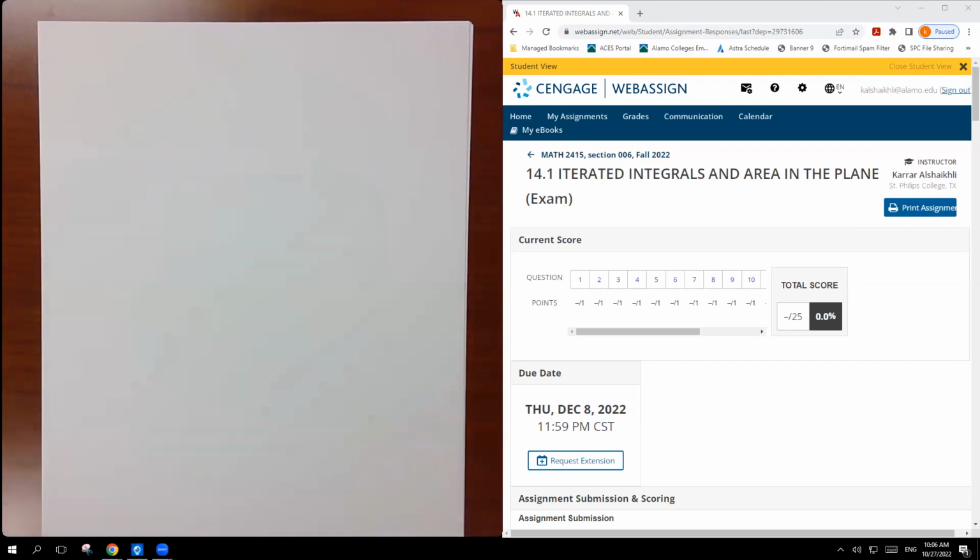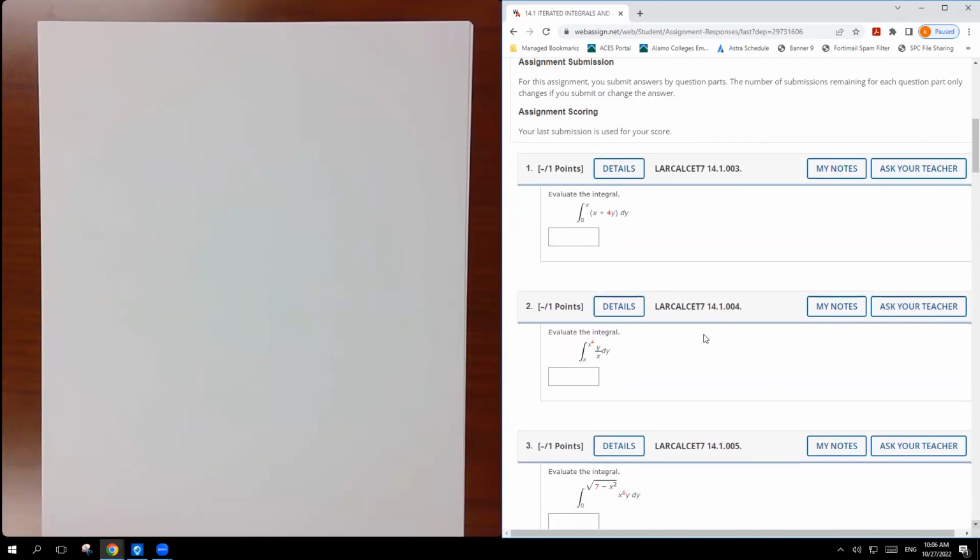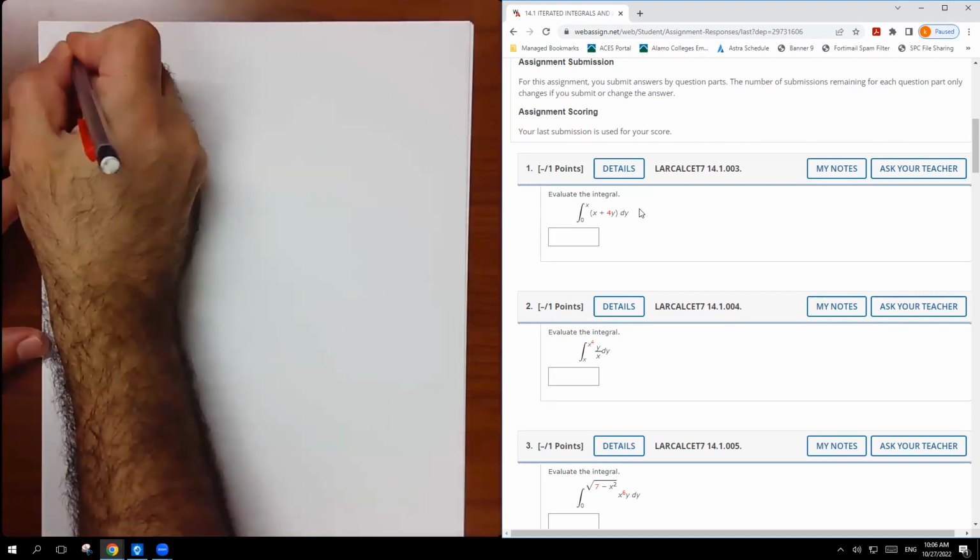14.1, iterated integrals and area in the plane. Let's check the first example, which is to evaluate the integral from 0 to x of (x + 4y) dy. So we're going to do the integral for y. So here is the first example.